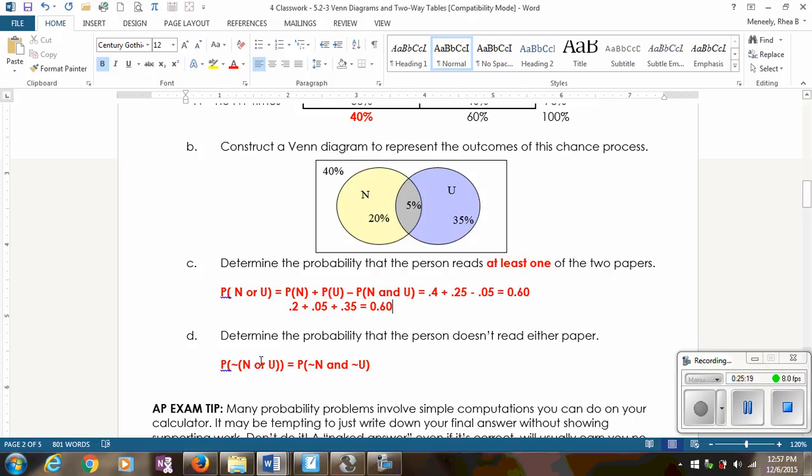In letter D, we're looking at the probability that the person doesn't read either paper. Well, that's just the complement of reading at least one. So we can express it two ways. We can express it as not the event N or U, or we can separate it as not N and not U. That would mean that they don't read the New York Times and they don't read USA Today. Either way we look at it, I can just look at my Venn diagram very quickly, and I know that's going to be 40%. Since these two events are complements of each other, I know that it also has to correspond to 1 minus 0.6.